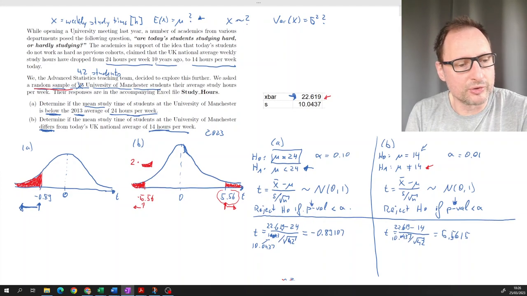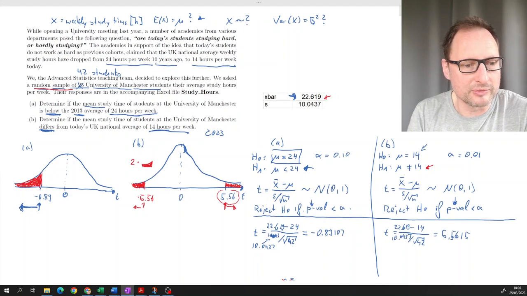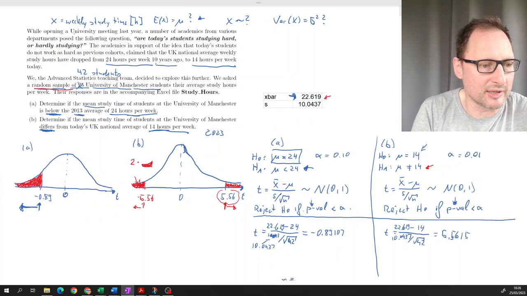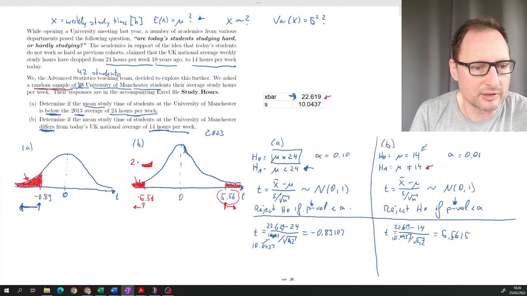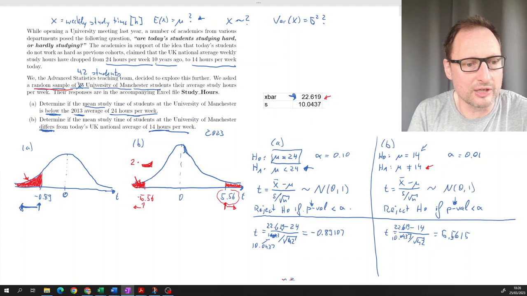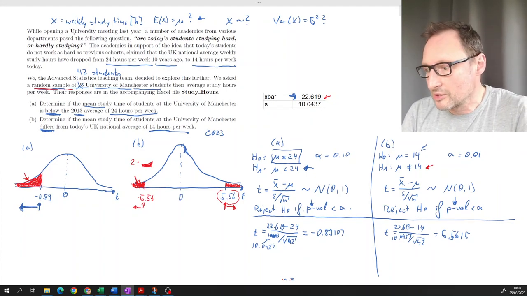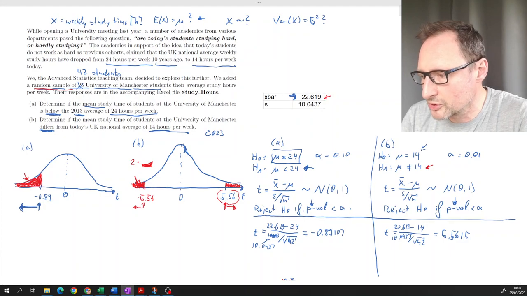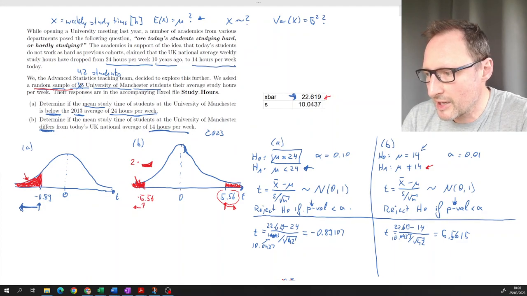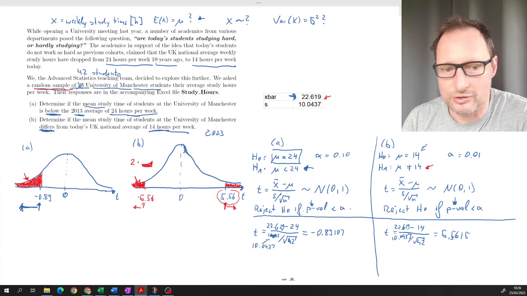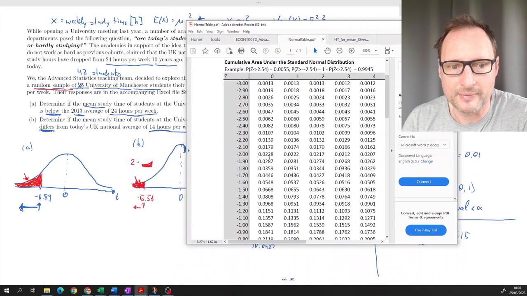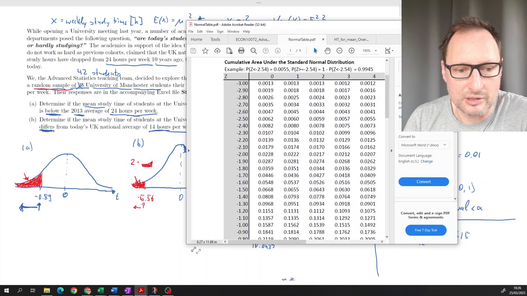What probabilities can we read from the standard normal table? We can read these sort of probabilities directly from the standard normal table. Okay, so we're gonna look at these probabilities. So let's get a normal table. Fortunately, I have one just handy. And if you study statistics, you should always have one handy. Okay, so let's look at that.